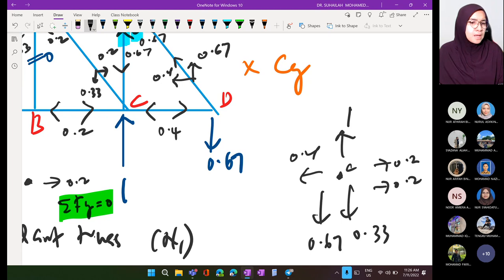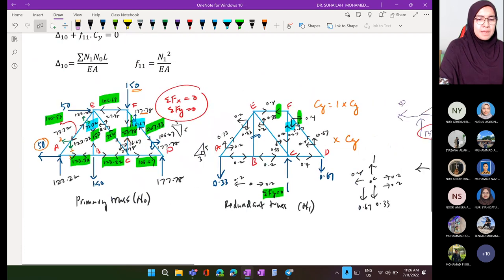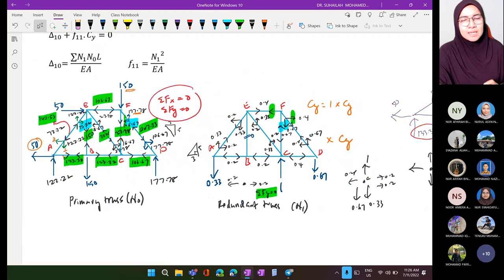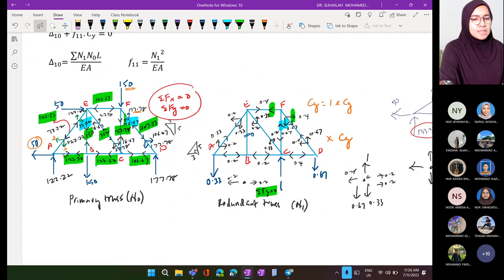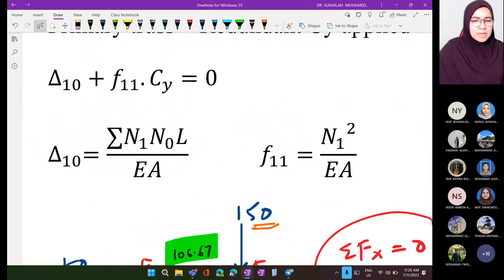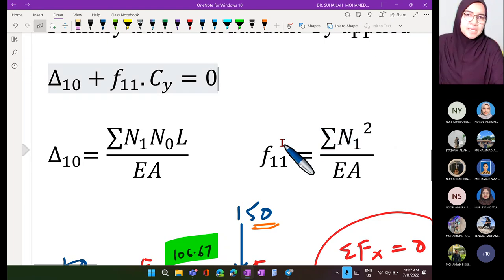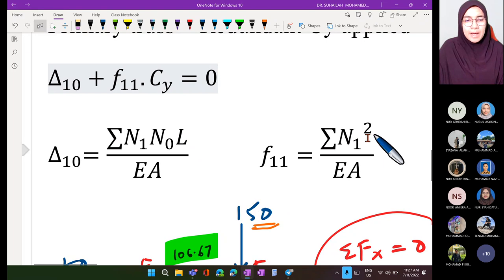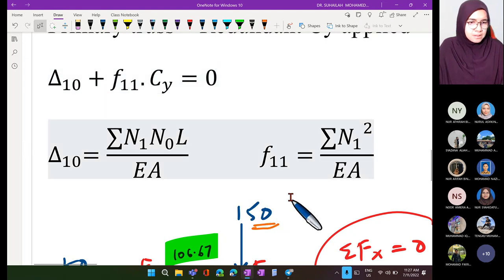Now, okay, this is the redundant truss. So this is N1. So kita ada dua truss. Remember, one is primary truss and the other is redundant truss N1. Sama juga sebab kita nak summation ni. Lupa lah letak summation dekat sini kejap. So dua-dua kena ada summation. Summation member force N and N1 times L, dengan N1 square L. Kena kali dengan L ya.